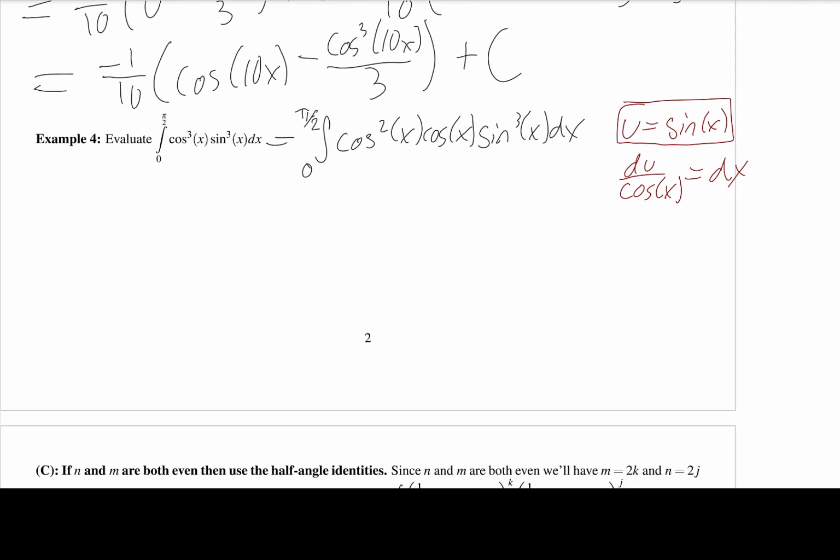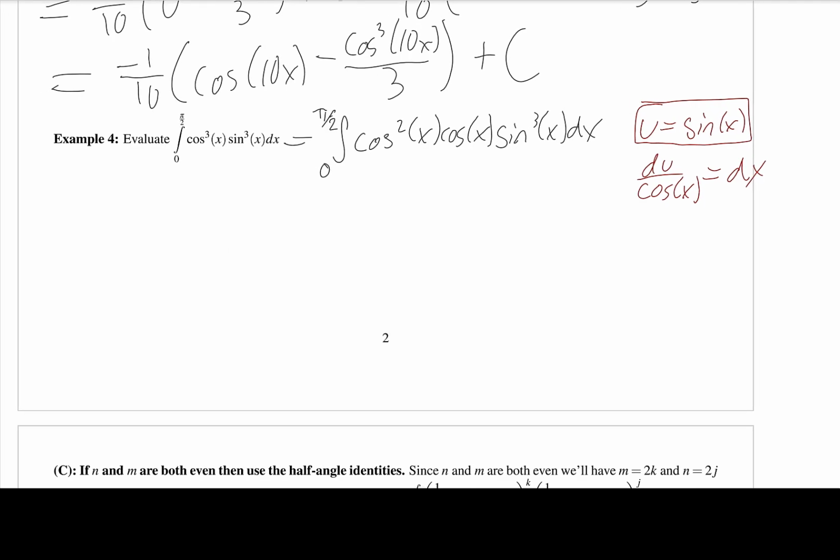Okay, so a key thing here is that we remember to change our limits of integration. We have u equals sine of x, so the upper limit becomes sine of pi over 2, which is 1, and the lower limit is sine of 0, which is 0. This becomes 1 minus sine squared of x, coming from our cosine squared of x, and this sine squared of x is going to be u squared.